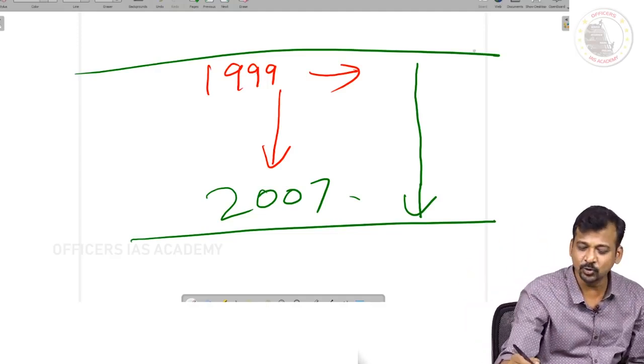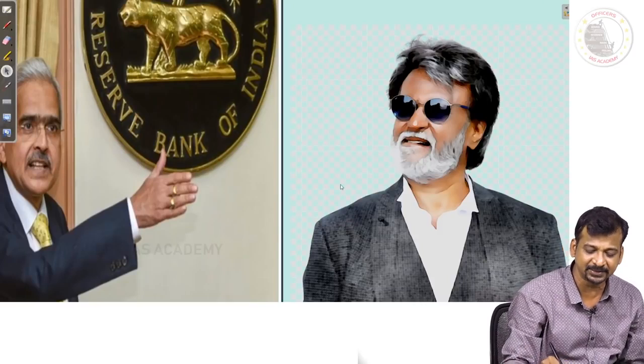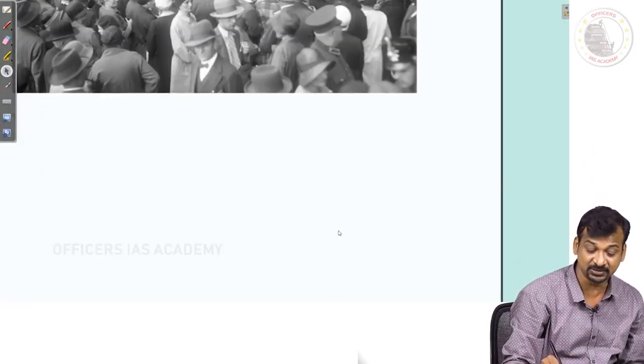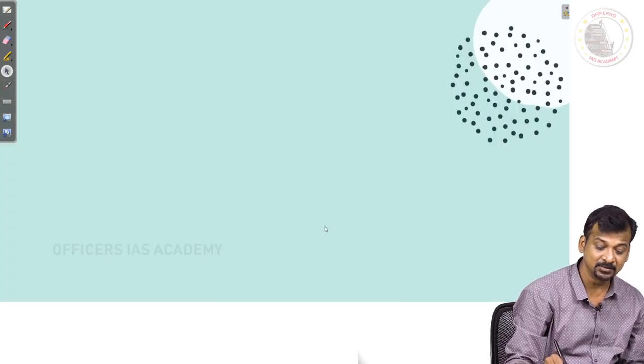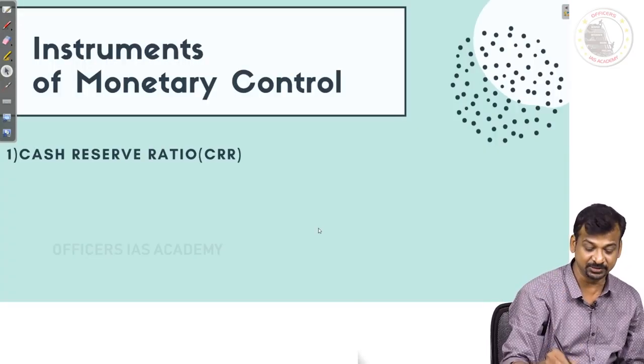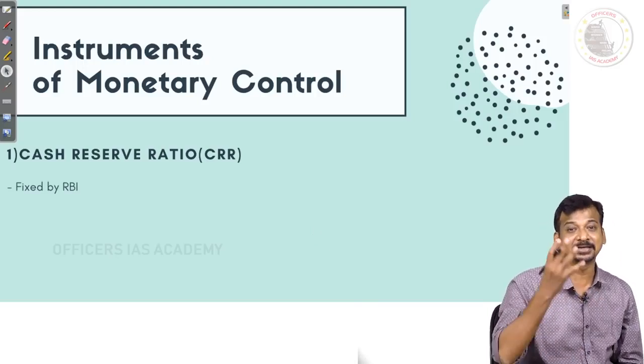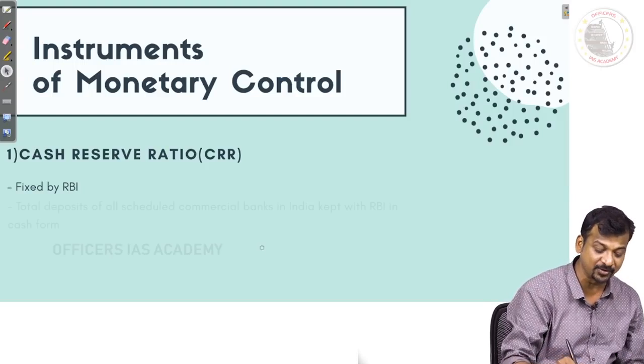Okay. Now let's go back to the PowerPoint presentation. We have also seen NDTL and bank run. Then what is the cash reserve ratio? It is fixed by the Reserve Bank of India. Whether it is 4% or 10%, whatever, that is fixed by the Reserve Bank of India.